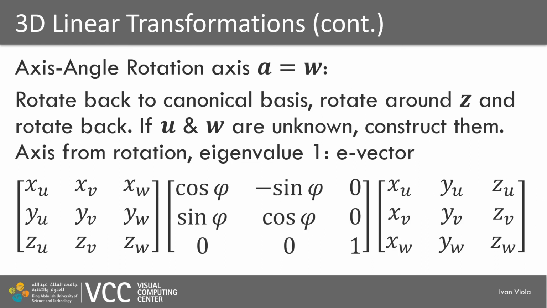So imagine that we have a rotational axis defined by a certain vector A, and we would like to rotate around this axis. What we can do is the following. We define that the vector A is the vector W, we normalize the W vector, and we put it into our R matrix. So this is our R matrix, and our W vector is here.